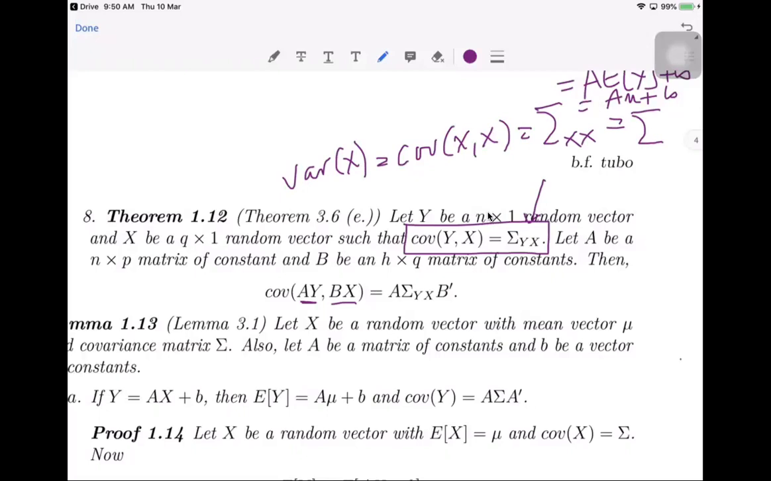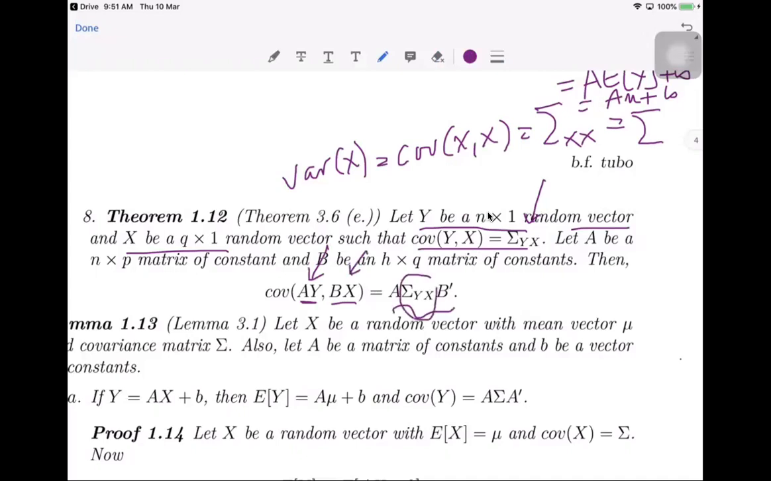So those are the previous notations. But if we are dealing with two different random vectors here, x and y are defined as random vectors, q by 1 and n by 1. So y is an n by 1 vector, x is a q by 1 vector, so that it has its corresponding covariance matrix. Then the covariance of this transformation, ay and bx, will be equal to this.